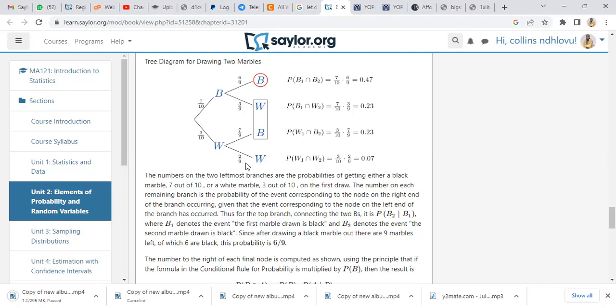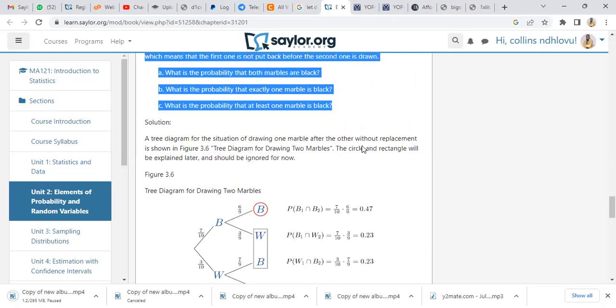Then finally, to pick a white and a white one. So the first time we had 3 out of 10. But because the total has reduced from 10 to 9, and we've collected one white ball, now there are 2. So the next chance would be 2 out of 9. When you multiply them, we get 0.07. Then now you need to place them accordingly based on the question.